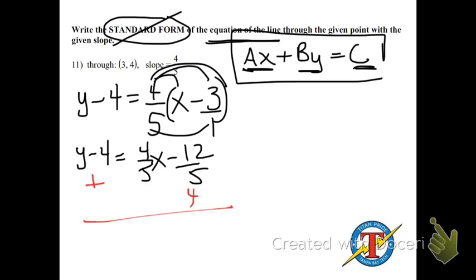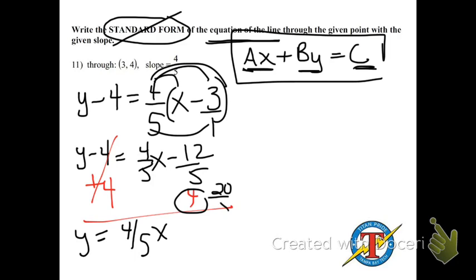Okay, and I'm going to teach you some tricks to doing that without calculators. So now I have y equals 4/5 x. Okay, we need a common denominator here. Visualize this 4 with the denominator of a 5. 4 is the same as 20 divided by 5. And you can do that in your head. Replace that 4 with a 20/5.